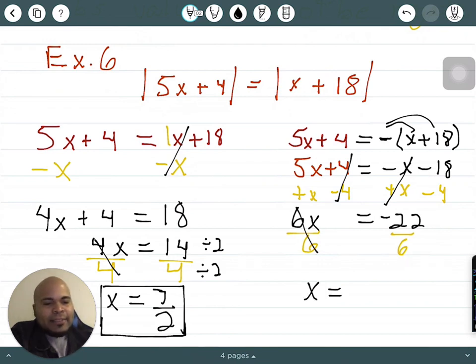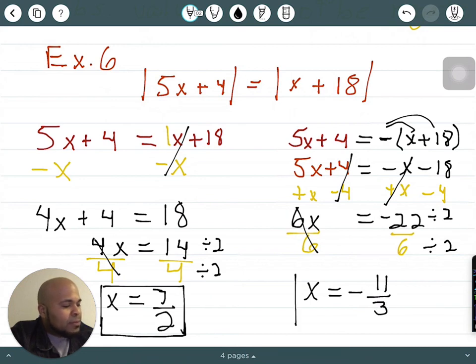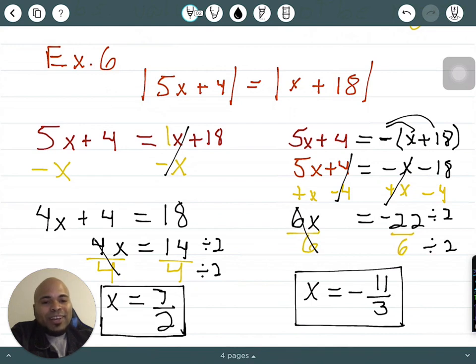Now again, I can simplify this. Hopefully you can see these are both divisible by 2. So this is just negative 11 over 3. I hope that this helps you on solving equations with absolute value. This was Professor Cruz, and it's just that easy.